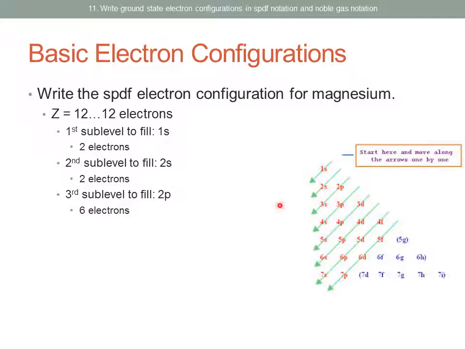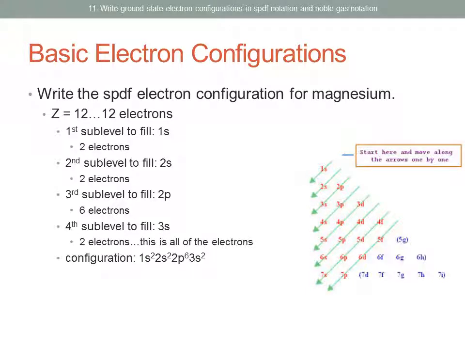Well, if we look at our chart here, after the 2p, we go to the 3s. So the fourth sublevel to fill is a 3s, and we can put 2 electrons in any s sublevel, and that's all the electrons, as we just said before. And if we count those up, that would give us 12. So our electron configuration we would write like this: 1s2, 2s2, 2p6, 3s2. And again, all those electrons add up to 12.